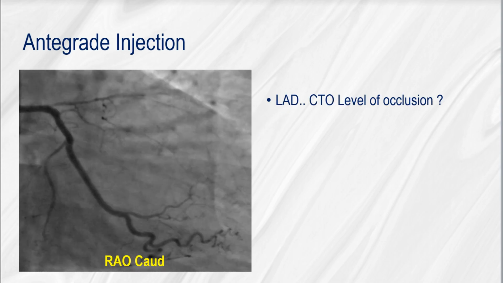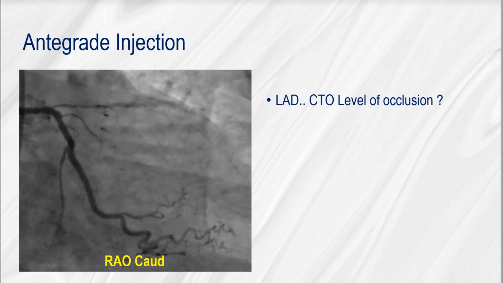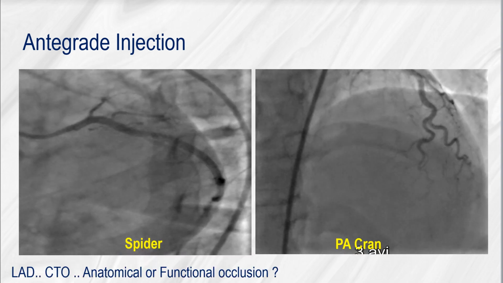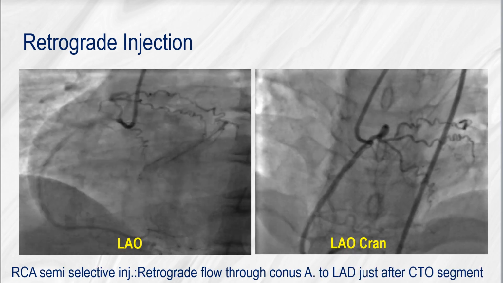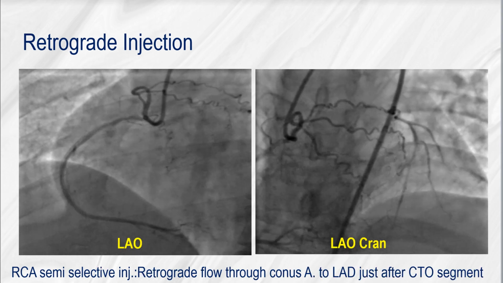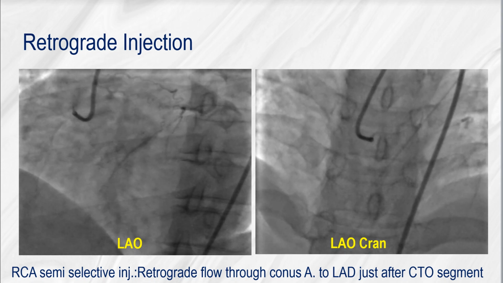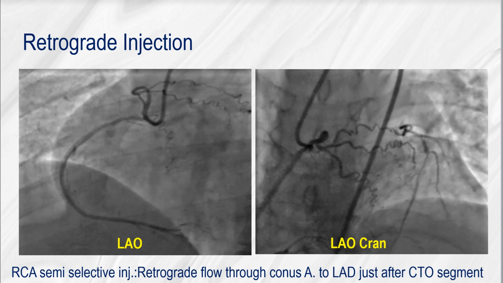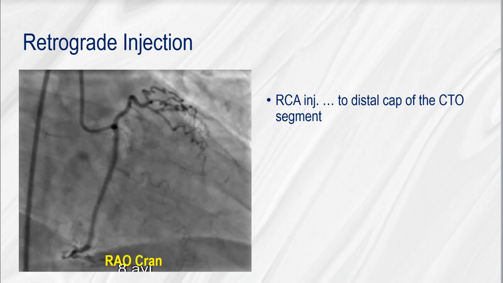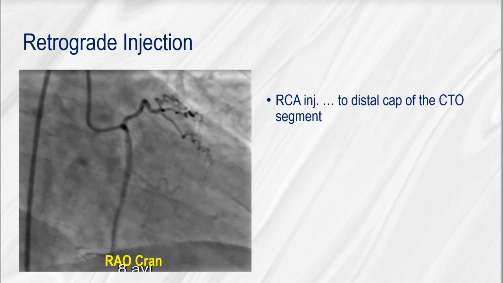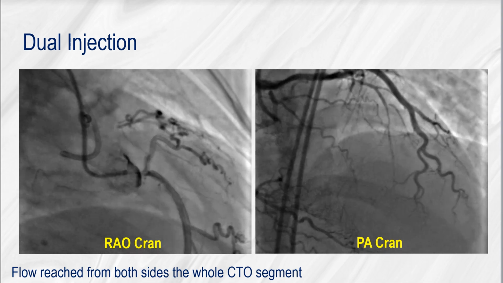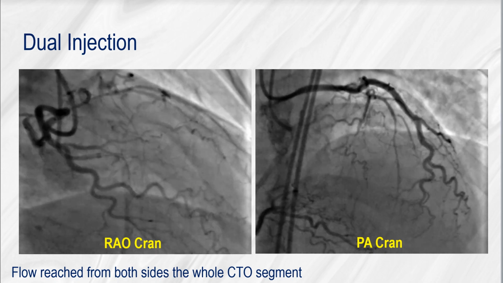Case number 2. With antegrade injection, we have LED C2O. What is the level of occlusion? Is it anatomical or functional occlusion? With retrograde RCA semi-selective injection showed a retrograde flow through conus artery to the LED just after the CTO segment. It reached the distal cap of the CTO segment.